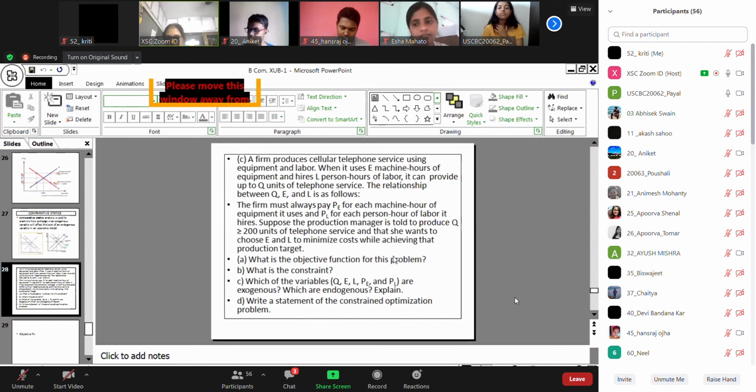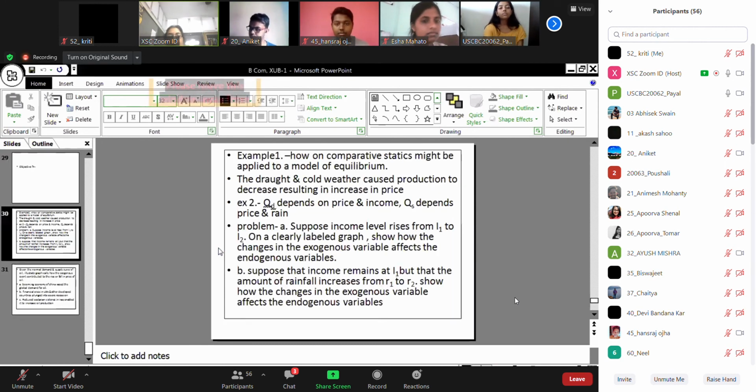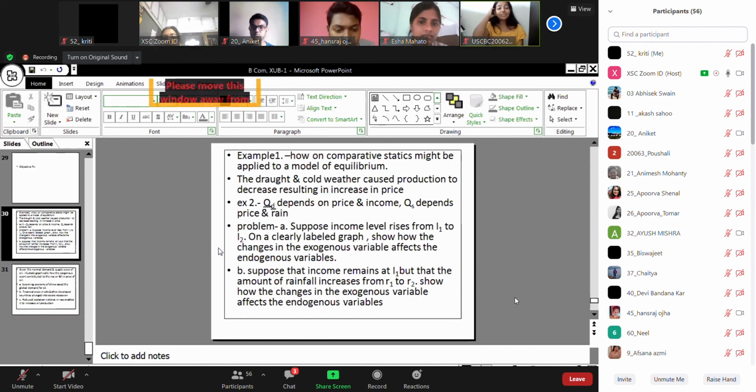Okay. Now come to the next problem. Suppose there is a drought. For that reason, the supply has been decreased. Can you show it by drawing a graph? What will be its impact on the endogenous variables? Because of drought and cold weather, production decreases, resulting in an increase in price. How to show this? Can anybody draw?